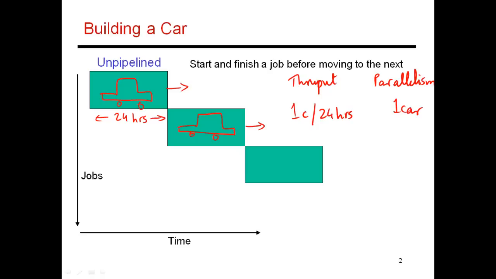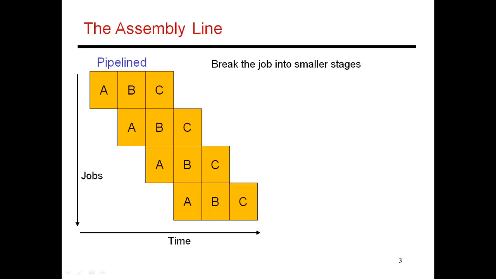Okay, so now let's move on to a more optimized design where I take that entire car building process that takes 24 hours and break it up into 3 equal size stages, each taking about 8 hours. And that's what I'm showing over here with stages A, B, and C. So in stage A, I perhaps work on the engine. In stage B, I work on the body or the chassis of the car. And in stage C, I perhaps work on the paint job, paint and testing and so on.